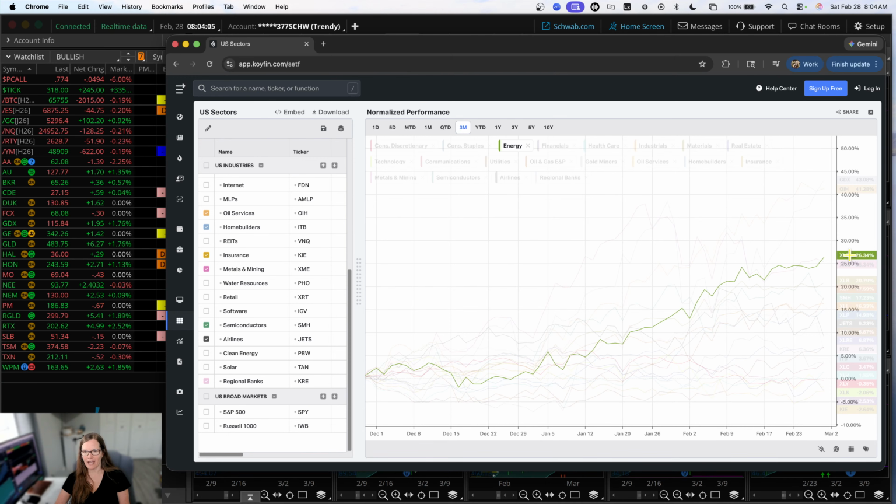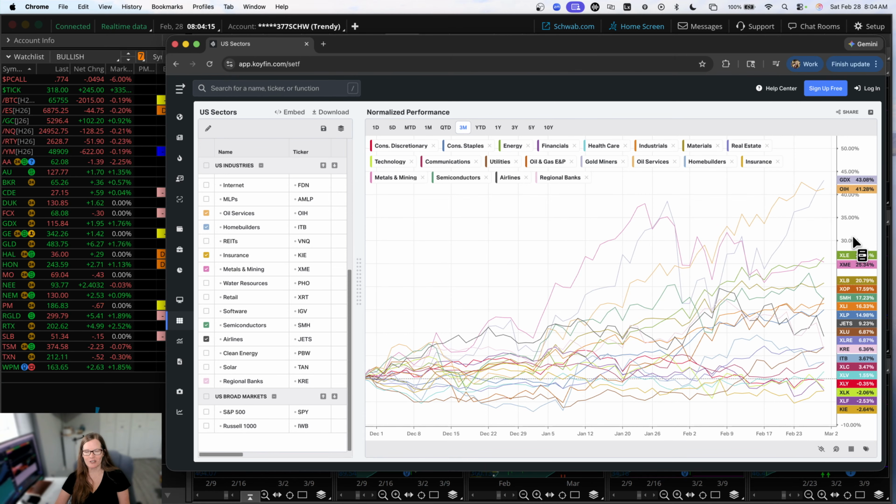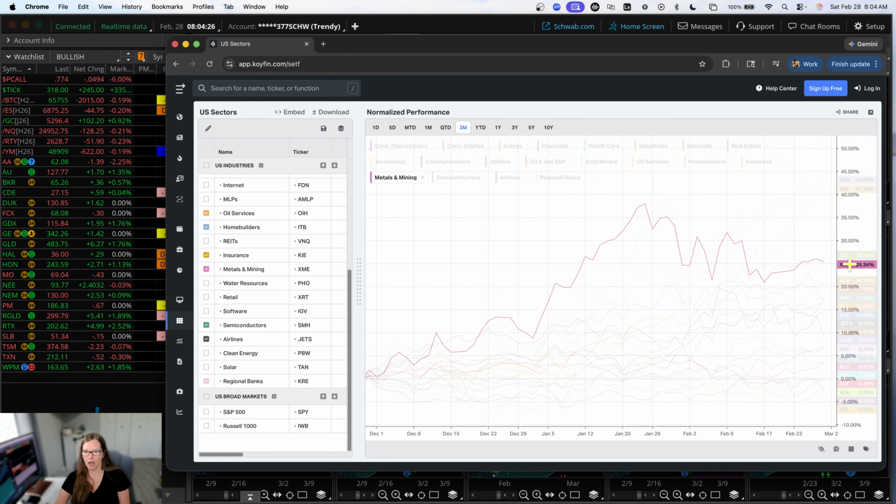If you look at the price action there that I have highlighted, it's higher highs, higher lows. It's in a bullish trend. So energy has finally gotten on the top trending, bullish trending area of the market. Metals and mining fell down some.